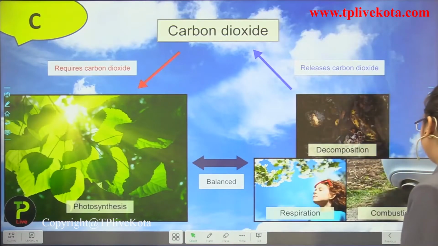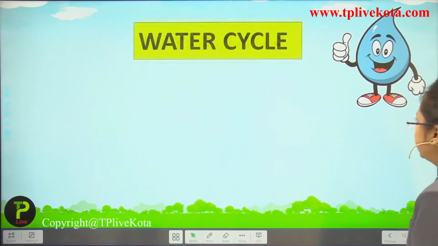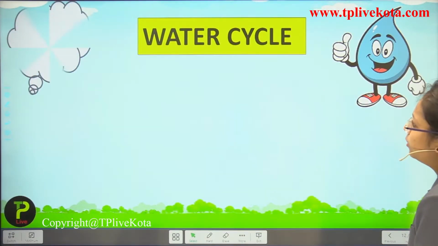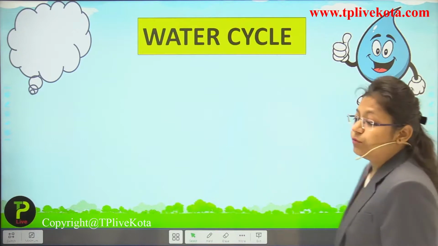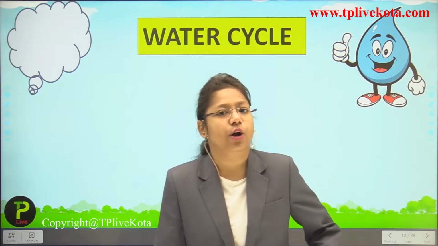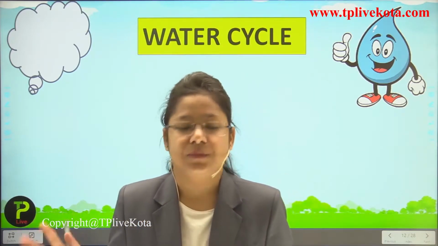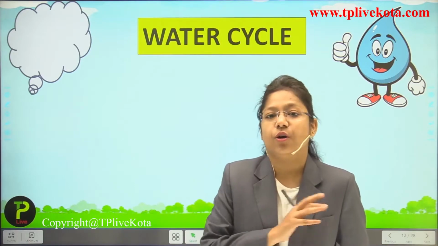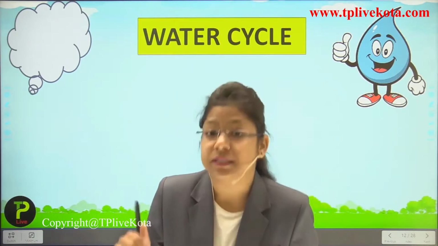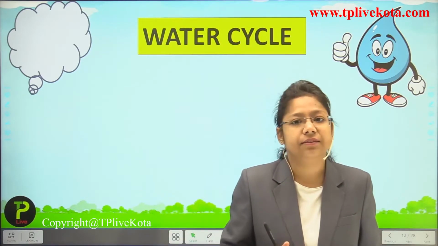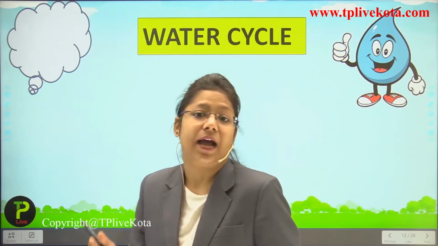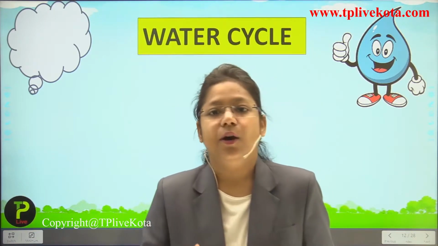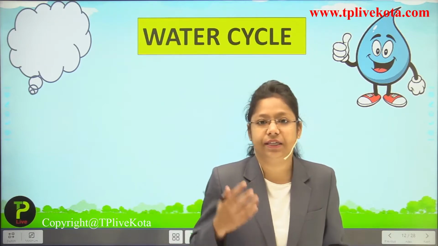Now we are moving towards the next point, that is the water cycle. Now students, why is water necessary for all the living organisms on earth? Actually, water is a precious resource and it is necessary for all the organisms because the main metabolic activities are conducted with the help of water. Okay, water is very necessary.